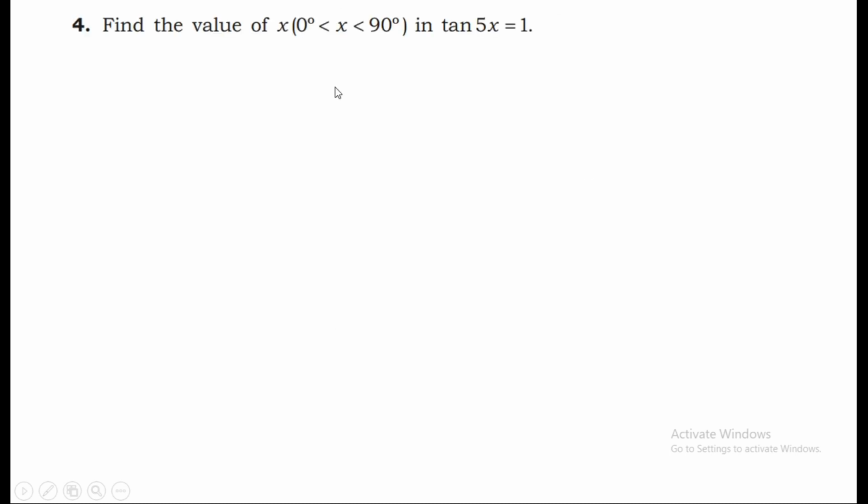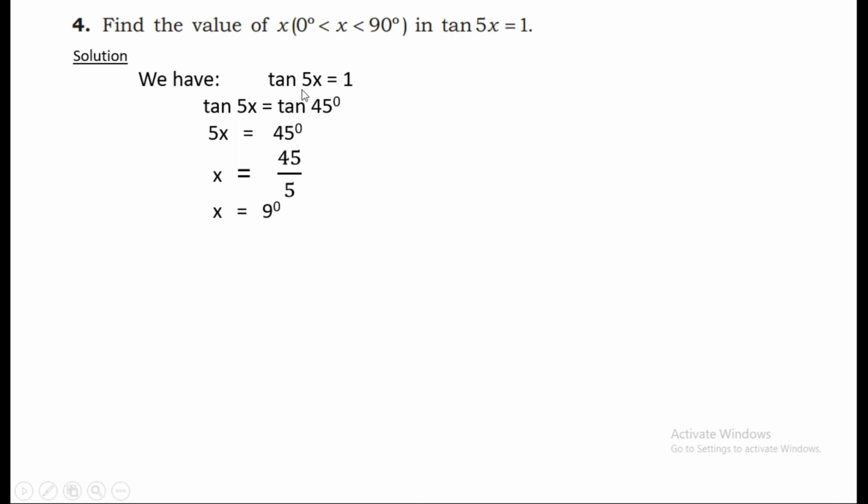Next question, you have to find the value of x where it should be greater than 0 degree but less than 90 degree, and the given equation is tan of 5x equals 1. So the solution for this is: tan of 5x equals 1. Instead of this 1, we'll put tan of 45, because we know that tan of 45 is 1. Then in the next line we'll get 5x equals 45, so x equals 45 by 5. When you cancel this, you'll get x equals 9.